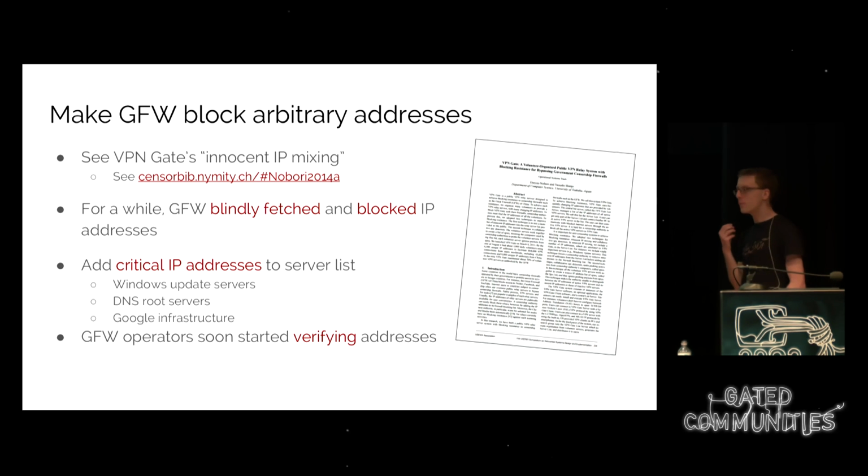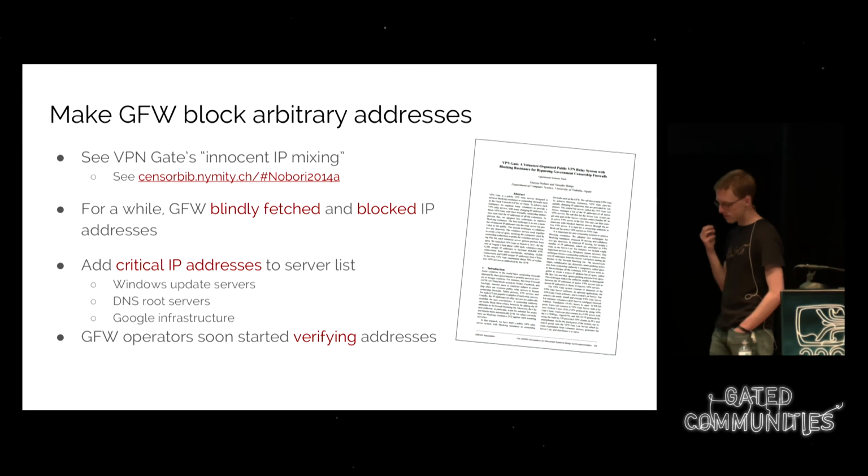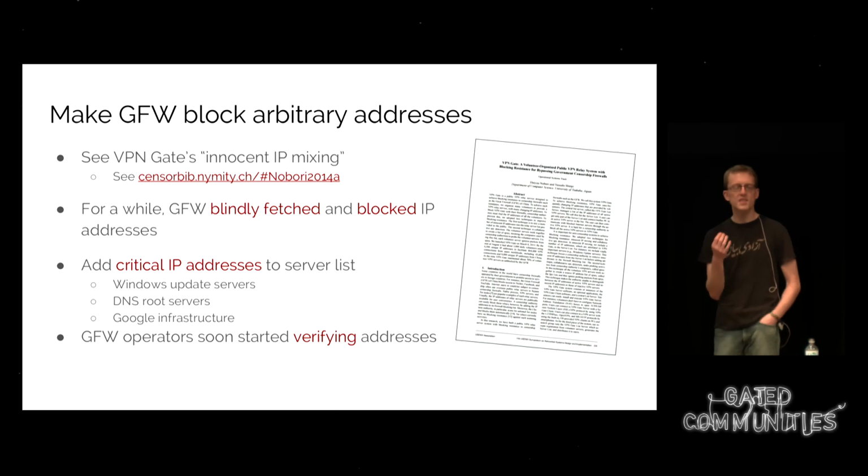And it's not just about the IP addresses of VPN servers. It's just IP addresses, right? So what happens if you put Windows Update in there? And entire China is no longer able to update their Windows because the Great Firewall is just randomly pulling in IP addresses from a list. The same is true for DNS root servers, to basically break DNS for a country that way, and also Google infrastructure, right?